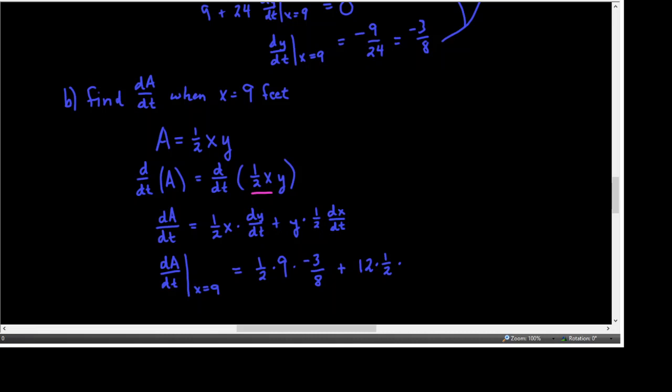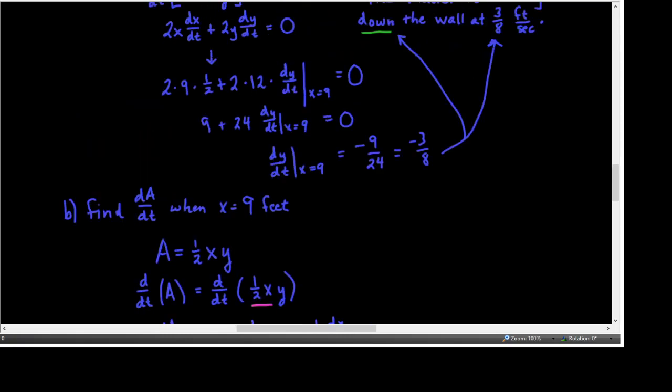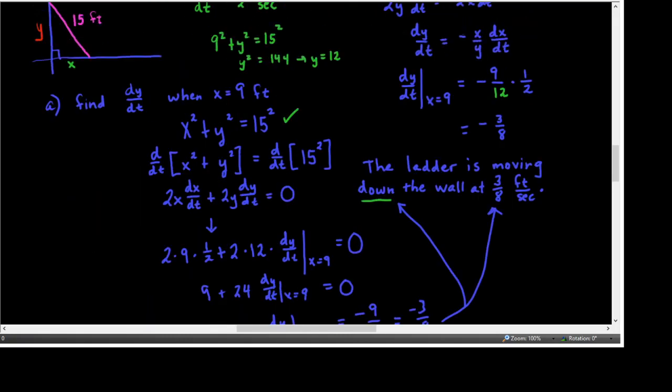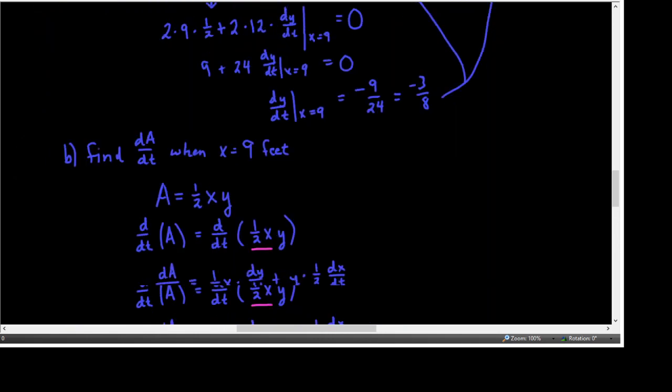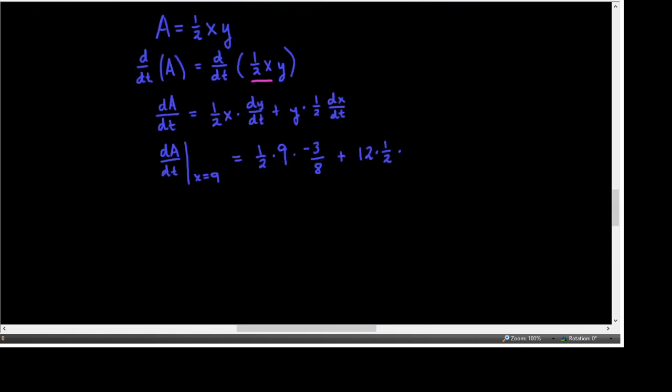So a lot of times you're going to rely on stuff you already know. And do we know dx/dt when x is 9? We do, don't we? Wasn't that given? Let's go back up here and see. What was dx/dt? Way up here at the beginning. It was given, there in green, 1/2 foot per second. So dx/dt was 1/2. So we didn't have to calculate anything extra this time because we'd already done that in part A. Okay, so do this arithmetic, and you should get 21/16.